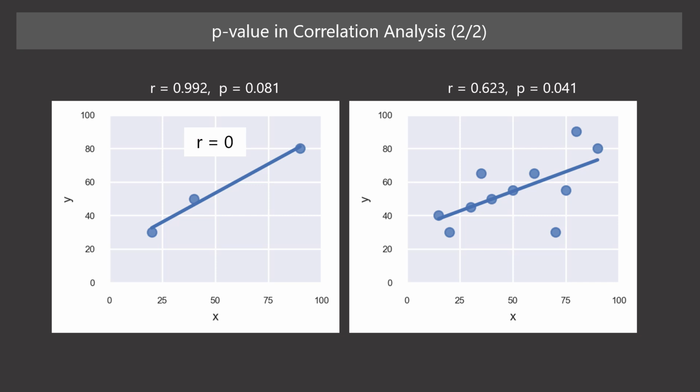And even if the absolute value of the correlation coefficient is small, the correlation is statistically significant if the p-value is lower than the significance level. In the right plot, the correlation coefficient is smaller than in the left plot, but the p-value is lower than 0.05. So, we should say the correlation coefficient is not 0.